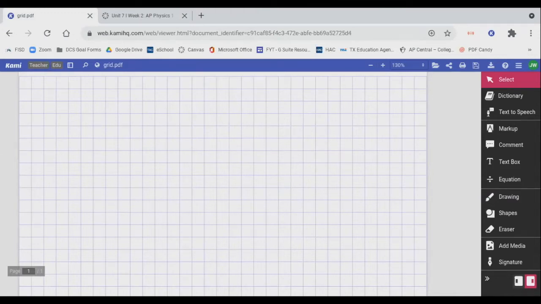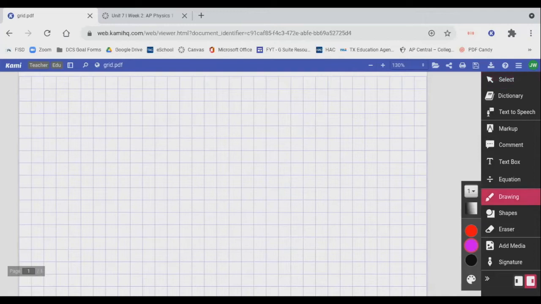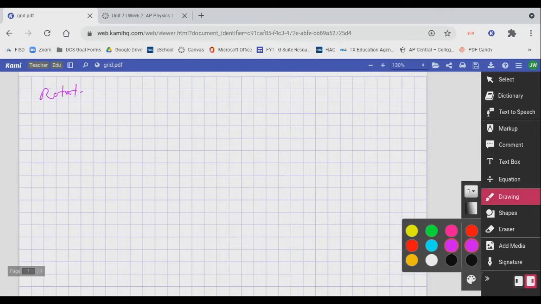And let's title these rotational kinetic energy. Okay, so we're still in rotation, of course, but now we're going to look at kinetic energy. Rotational kinetic energy. So I'm just going to add to this: anytime an object spins, it has kinetic energy.